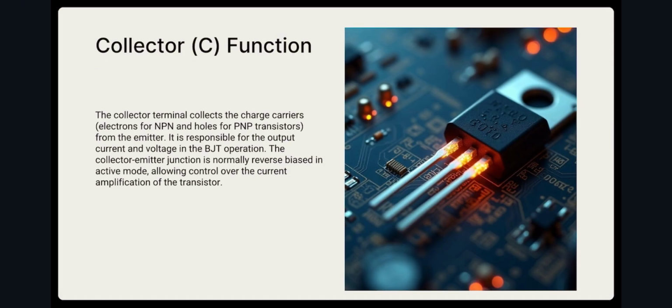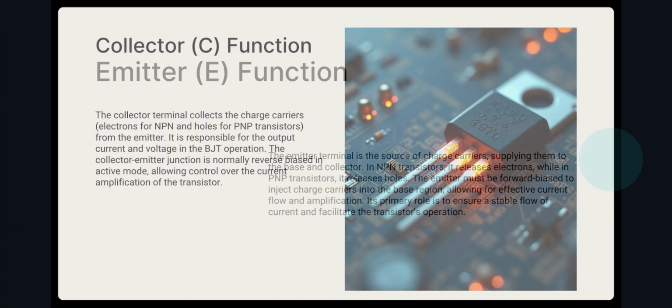C is collector function. The collector terminal collects the charge carriers, electrons for NPN and holes for PNP transistor, from the emitter. It is responsible for the output current and voltage in the BJT operation. The collector-emitter junction is normally reverse biased in active mode, allowing control over the current amplification of the transistor.